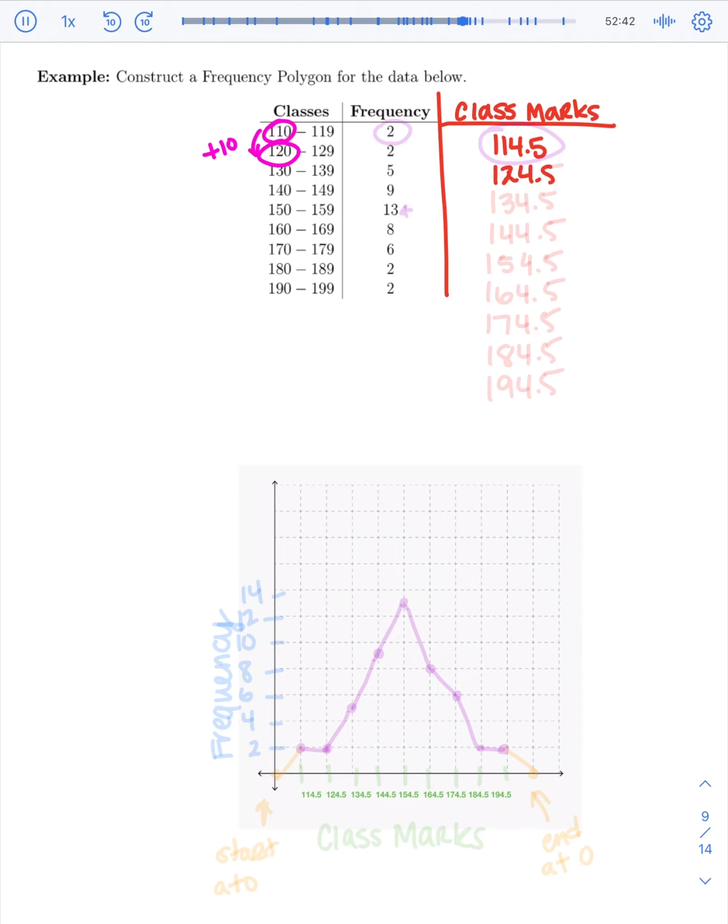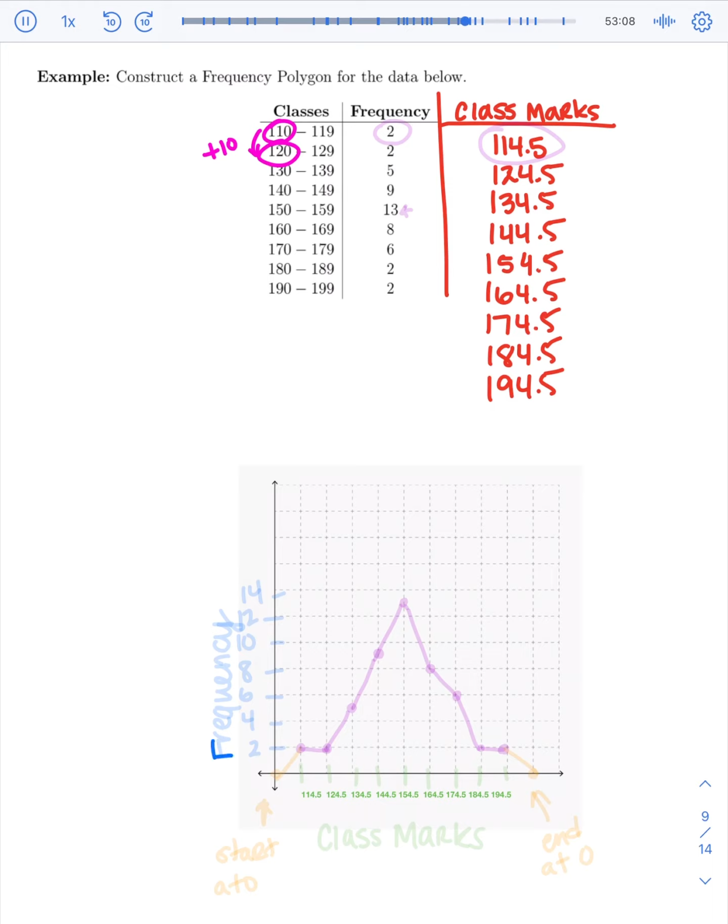124.5, and the 134.5, and the 144.5, and the 154.5, the 164.5, the 174.5, the 184.5, and lastly the 194.5. Next, we put all the frequencies along the y-axis.